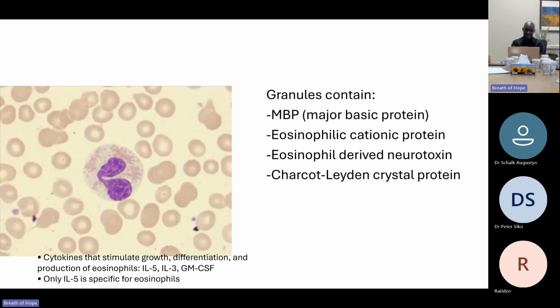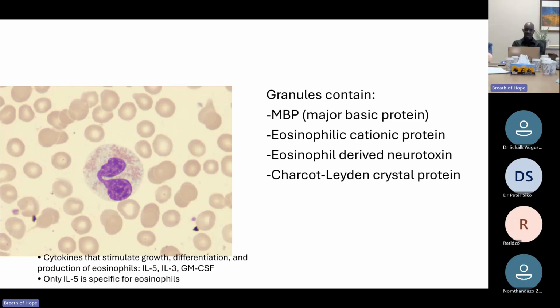Let's start. First, we need to understand eosinophils. Eosinophils contain granules. The granules contain what we call major basic protein, eosinophil cationic protein, and eosinophil-derived neurotoxin, and not forgetting the Charcot-Leyden crystal protein. Eosinophils also produce cytokines, and the cytokines that stimulate growth, differentiation, and production of eosinophils include IL-5, IL-3, and GM-CSF, with IL-5 being specific for eosinophils.